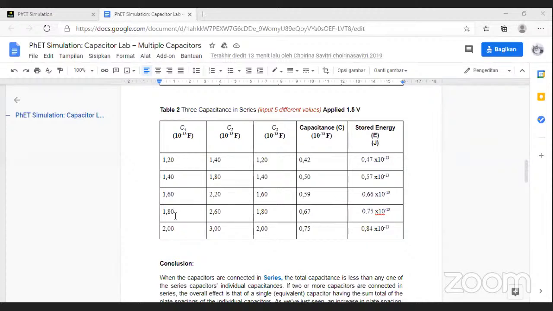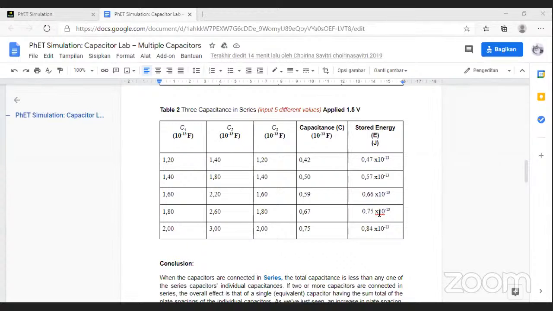Capacitor 1 is 1.8, capacitor 2 is 2.6, and capacitor 3 is 1.8. The total capacitance is 0.67 and the stored energy is 0.705 times 10 to the power of minus 13.